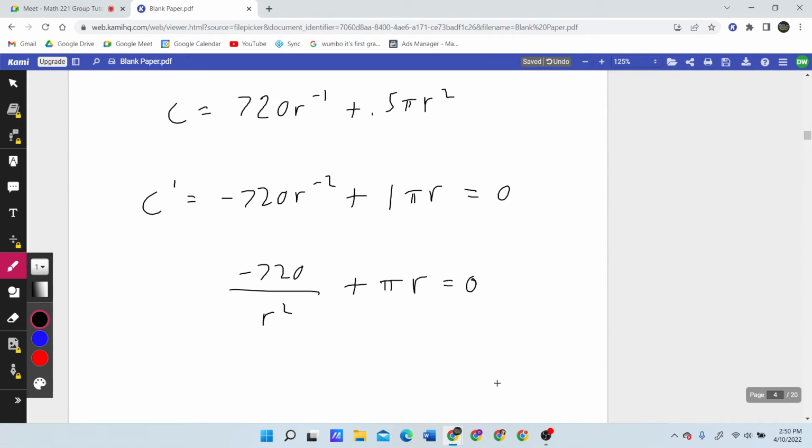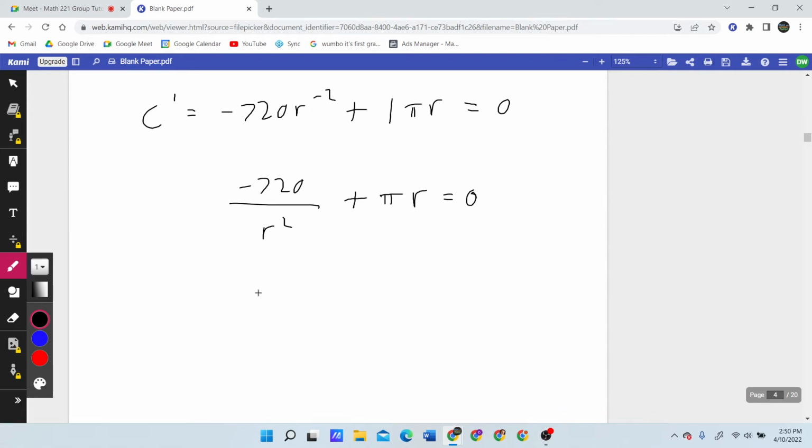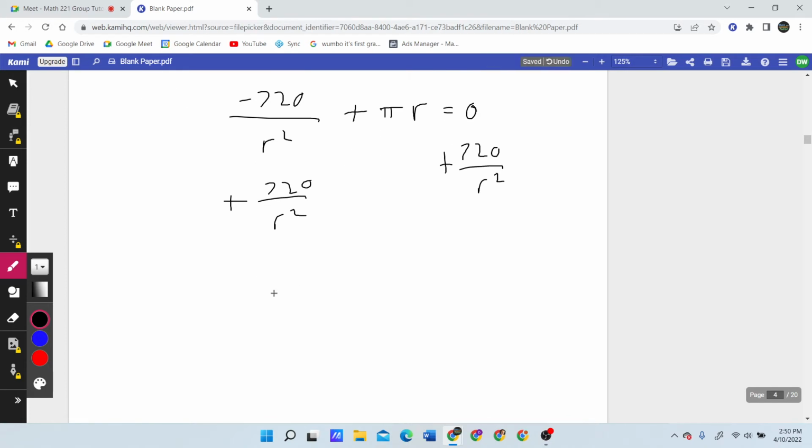There are technically 3 correct ways to solve for r. I'm just going to do the one that's the most straightforward, in my opinion, and you can do whichever one you like. But I'm going to add 720 over r squared to both sides. Now we have, on the left, just pi r. On the right side, we have 720 divided by r squared.